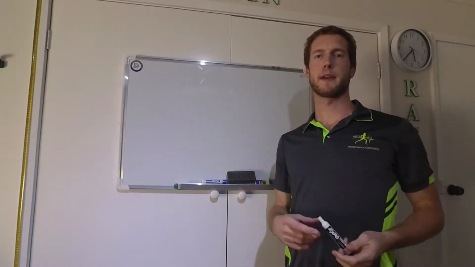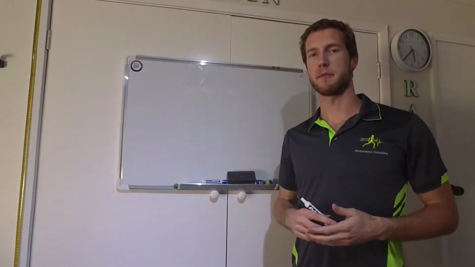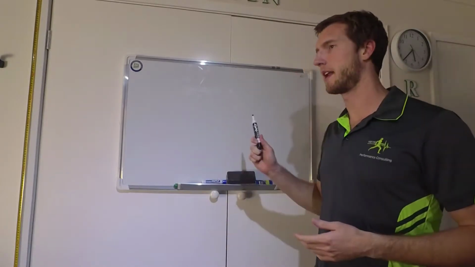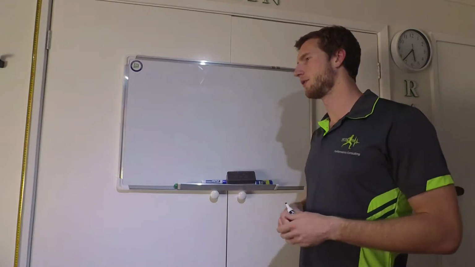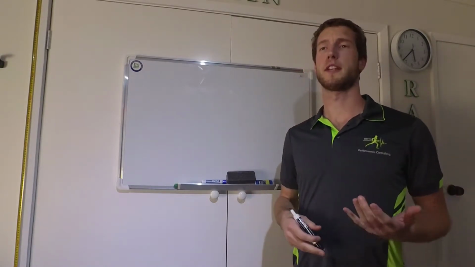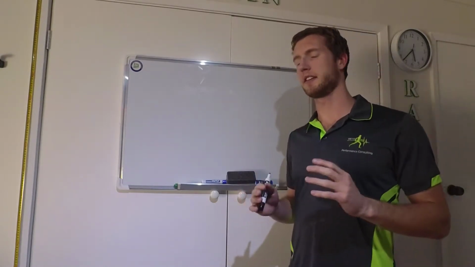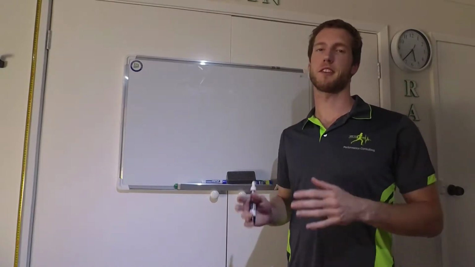Hey guys, following on from last week's video about improving VO2 max, we're going to go into how to improve your functional threshold power, or your functional threshold. So the definition of your functional threshold is the maximum intensity that you can hold for 45 to 60 minutes.